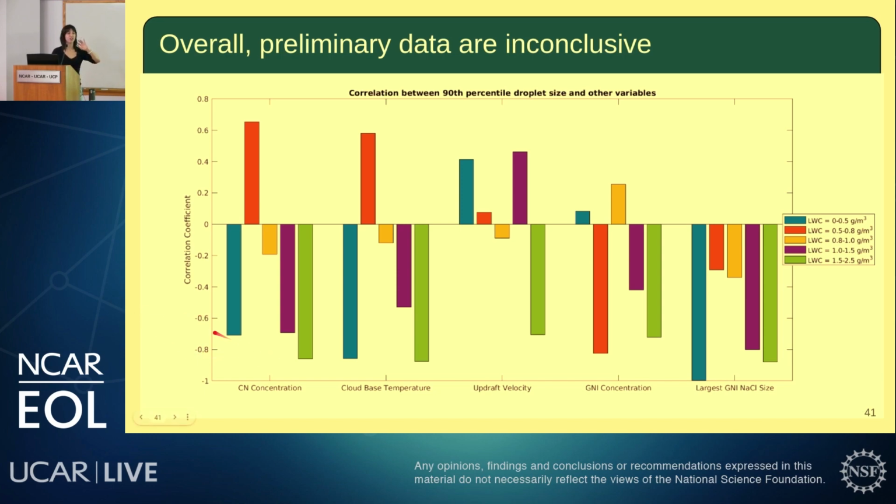Here's just a summary for all the different liquid water content bins that I grouped them into. I performed a correlation between the 90th percentile droplet size and these various properties of the cloud. On the y-axis is the correlation coefficient. If it's 1, it's highly correlated. If it's -1, it's highly anti-correlated. And there's not really a very consistent trend that pops out right away.